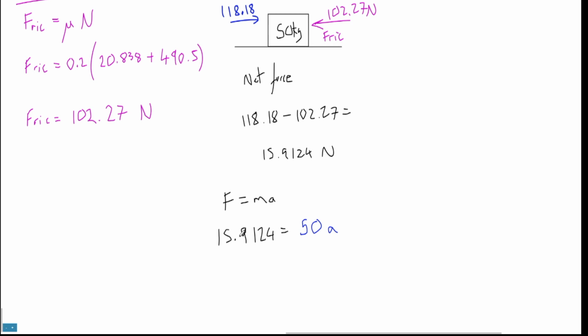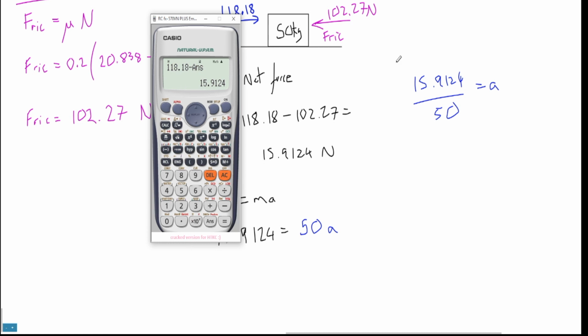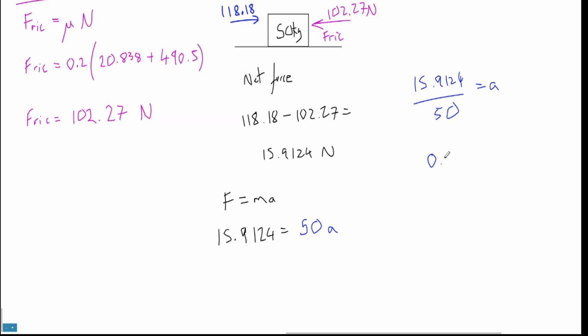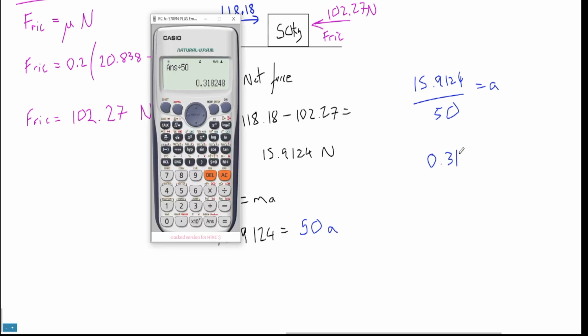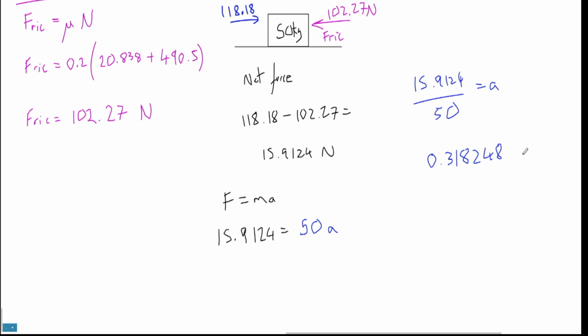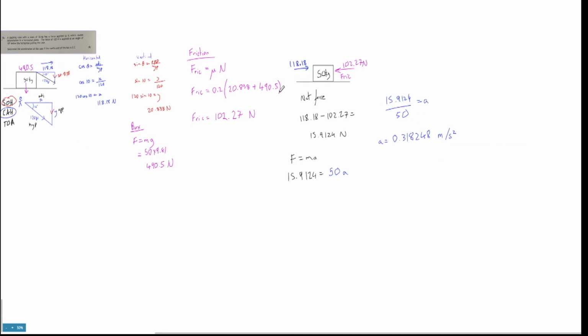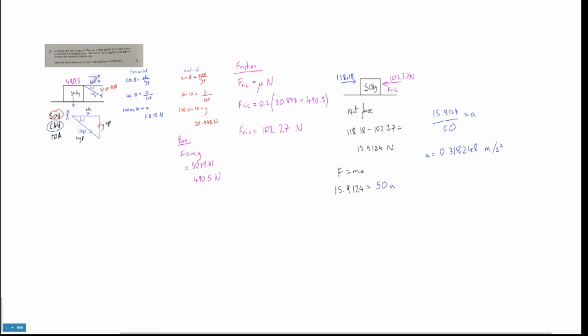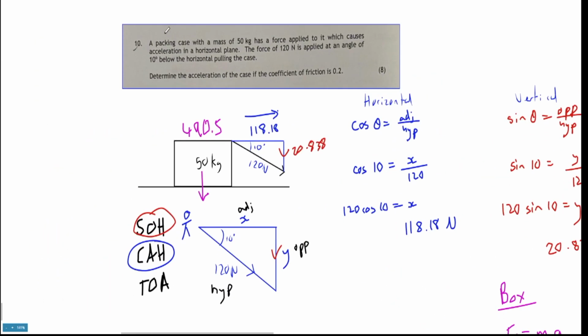We just need to divide 15.9 by the 50 to transpose it. So just to be clear, we're doing 15.9124 divided by 50. This will give us the A. Take this number, it's already in my calculator, divide it by 50, and we get 0.318248. That's a bit too many numbers, but that's fine. Meters per second squared. This is the acceleration of the crate after all that. Quite a long question, but very common. Very, very common, like pulling a crate, pulling a box, and working out its acceleration. On to the next one.